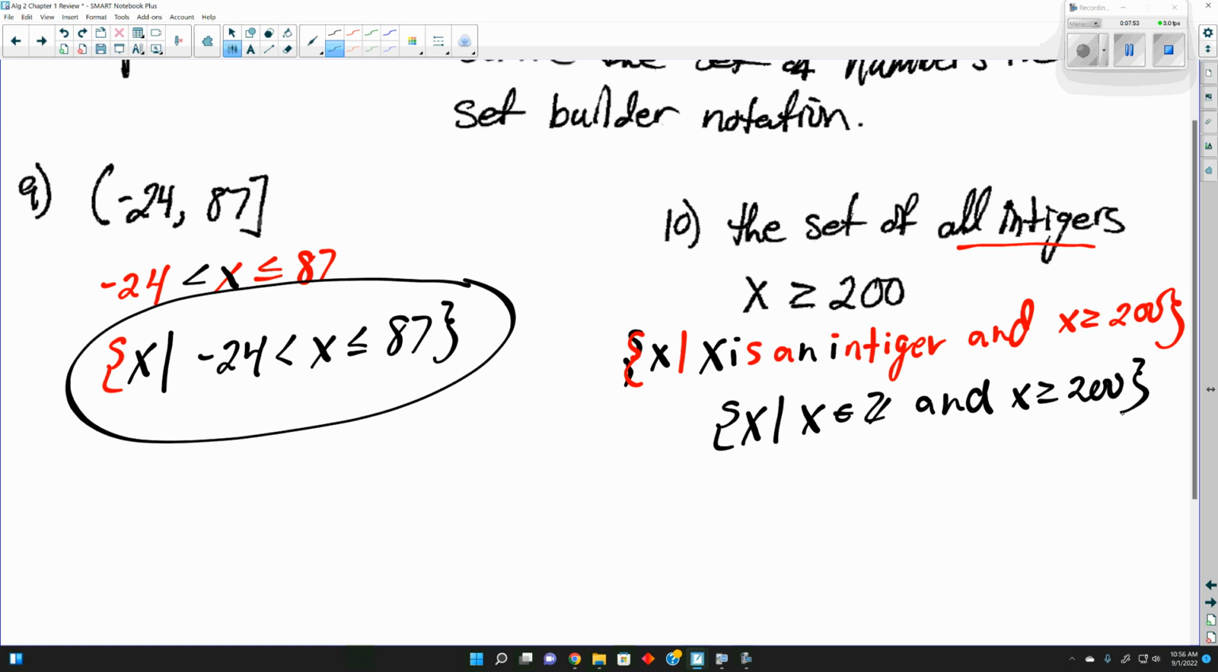Because there's one other way we can write it, and that's really just saying x is an element of the integers such that x is greater than or equal to 200. Because we could have put it on the other side of the bar. Instead of saying the set of all real numbers x, we're saying the set of all integers x such that x is greater than or equal to 200. So we can simplify it. But again, either one of these is the correct answer. You just have to put one. You don't have to put both. Any other questions on 9 or 10?